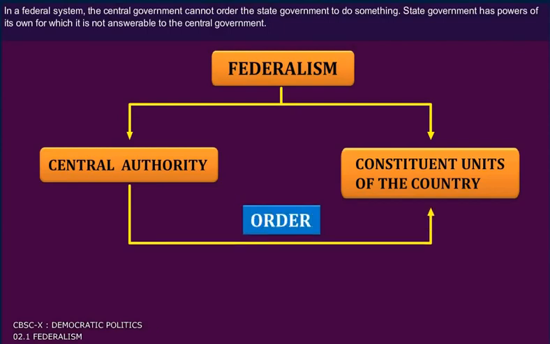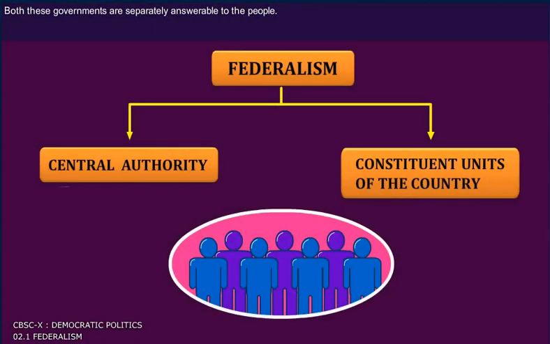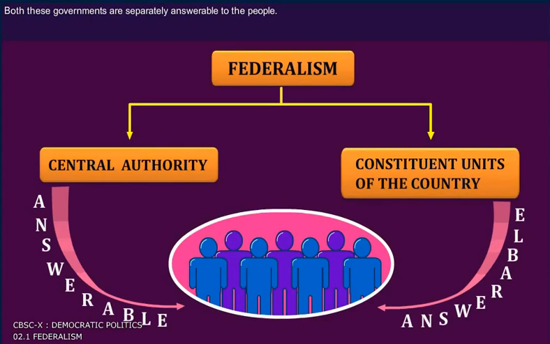In a federal system, the central government cannot order the state government to do something. State government has powers of its own for which it is not answerable to the central government. Both these governments are separately answerable to the people.